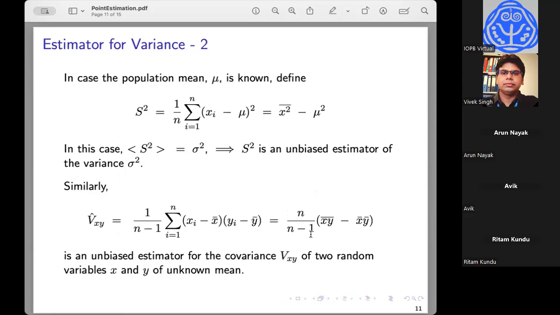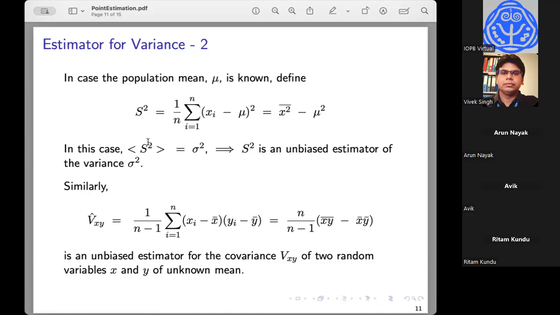Now again, if you know the population mean mu, then you can define the variance estimator slightly differently. In the earlier case, we didn't know the population mean, and we wanted to calculate the variance. Now, if you know the population mean, then you can define this estimator of the variance in a slightly different way. Here it is 1 over n times the sum of (xi minus mu) squared. This is the standard definition of your variance, right? When you calculate the standard deviation.